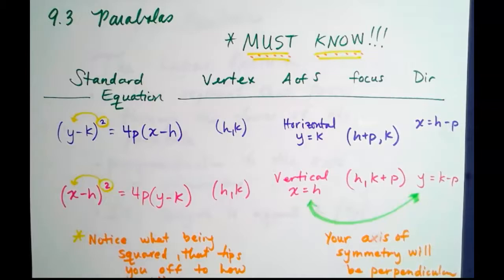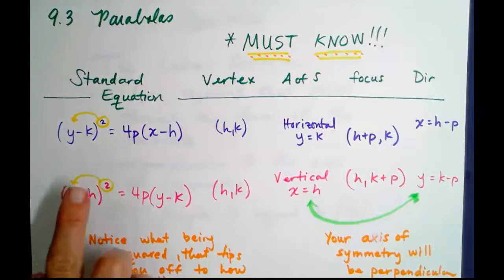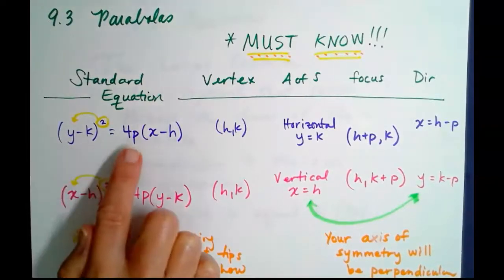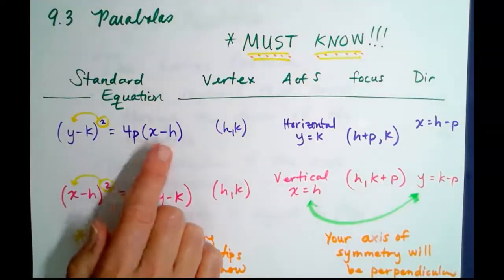Now, one thing to consider that is different from what you learned in the Springboard book last year: the Springboard book tried to always leave everything in the form of a function where it could be written as f of x or so forth. So you saw it last year as 1 over 4p. This is the way that you see parabolas in more advanced college textbooks. So y minus k squared equals 4p times x minus h.